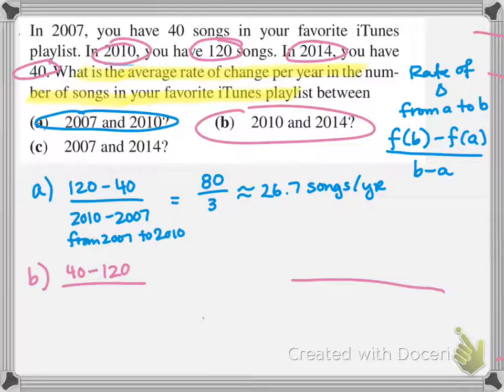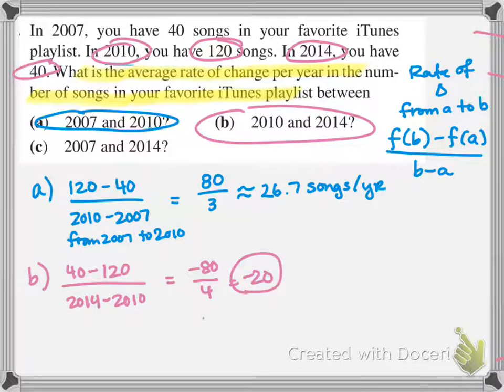So you're looking for the average rate of change from 2010 to 2014. There is a decrease of 80 songs in the span of 4 years. So there's a decrease of 20 songs per year when you go to find the average rate of change. The number of songs decreased, so your average rate of change should be negative to indicate that. And so we have that it was negative 20 songs per year.